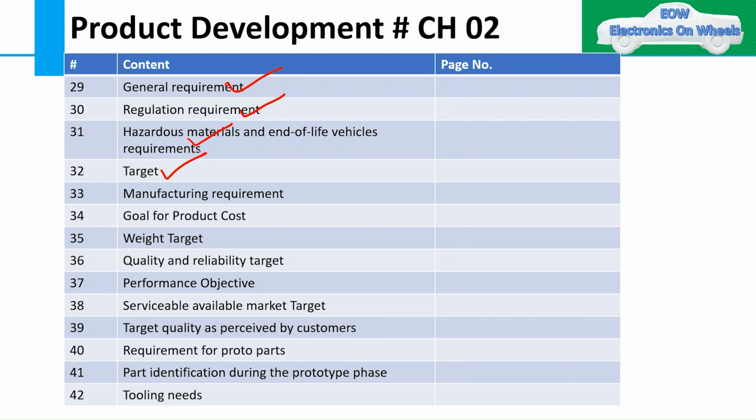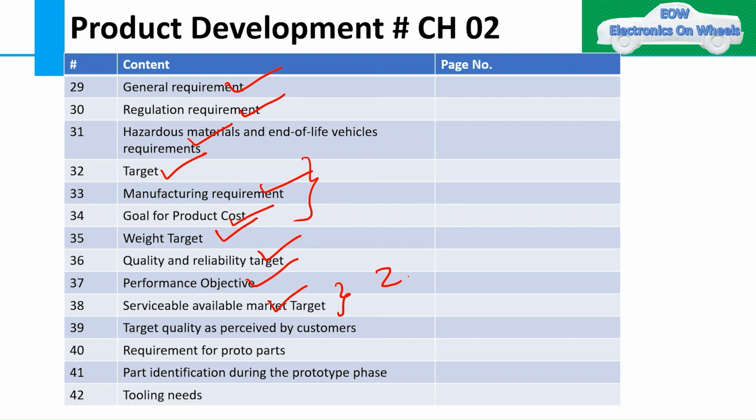Then what is the target. Then manufacturing requirement. Then goal of product cost, of course you have to give how much cost that particular component can be developed for. Then what is the weight of that particular component, you have to give the target for that. Quality and reliability targets you have to give. Performance objective you have to give. Serviceable available market target you have to give.